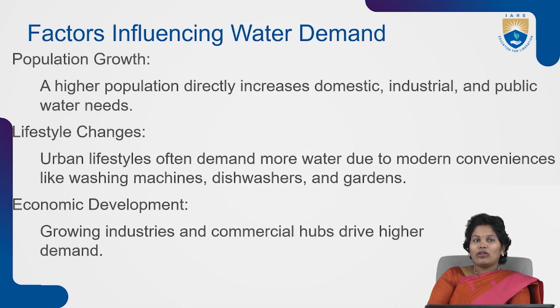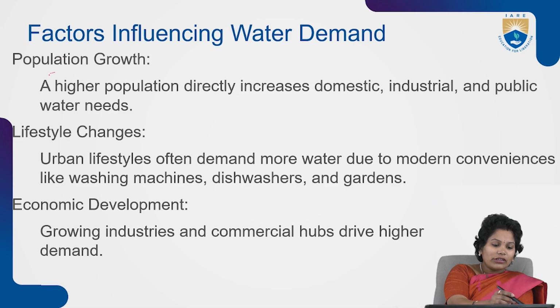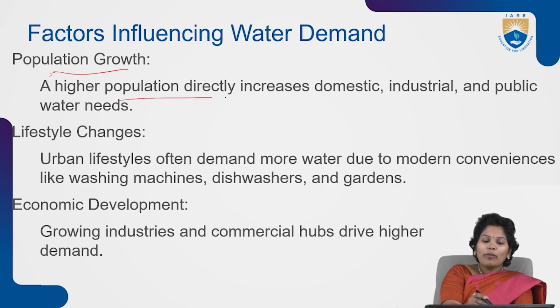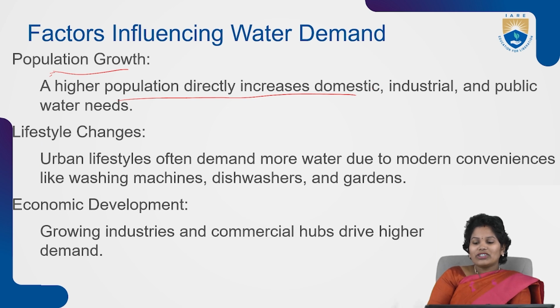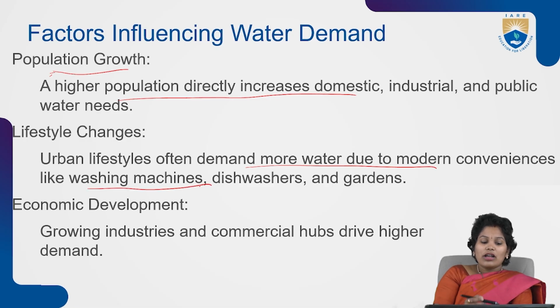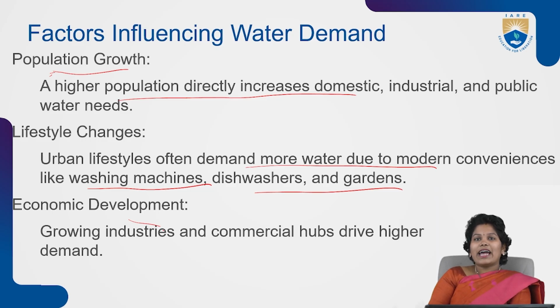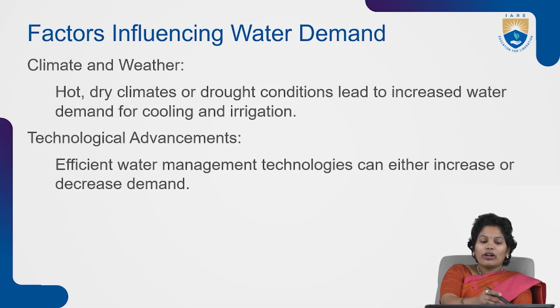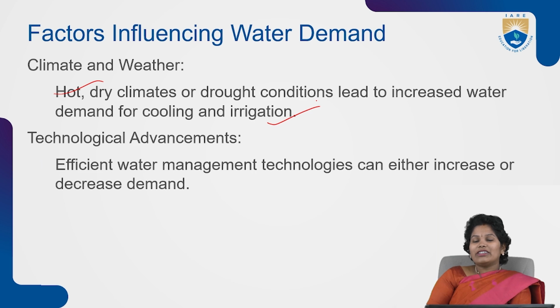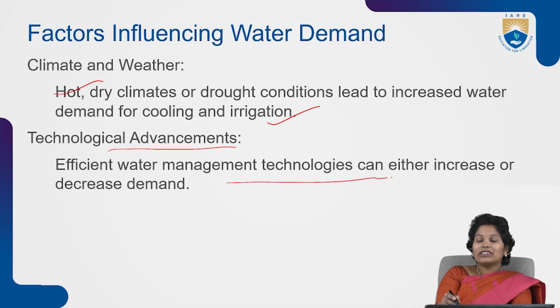The factors influencing water demand we already discussed. Once again, a summary. Population growth: a high population directly increases industrial, domestic, and public needs. Lifestyle changes: the urban lifestyle demands more water due to the modern tools we use, like washing machines, dishwashers, gardening, and so on. Next is economic development: growing industries and commercial hubs drive higher demand. And climate change: a hot climate requires more water, while a cool climate requires less. And technological advancement: efficient water management technologies can either increase or decrease water demand.